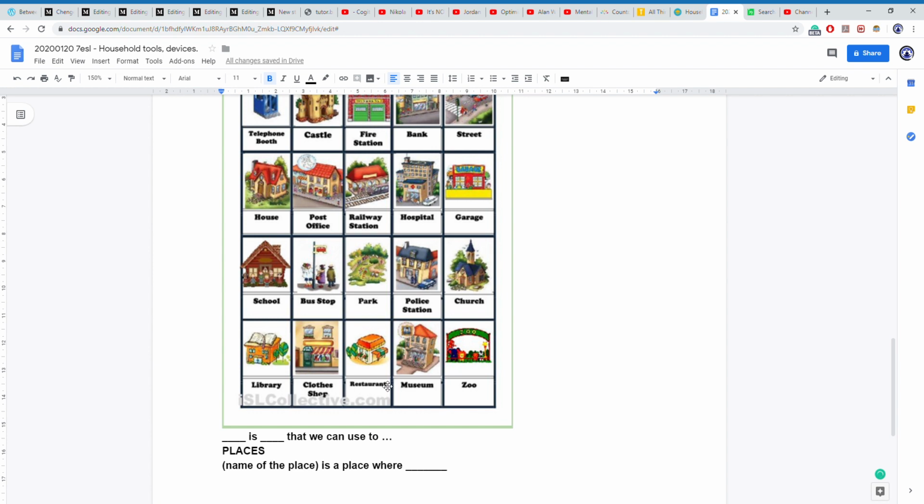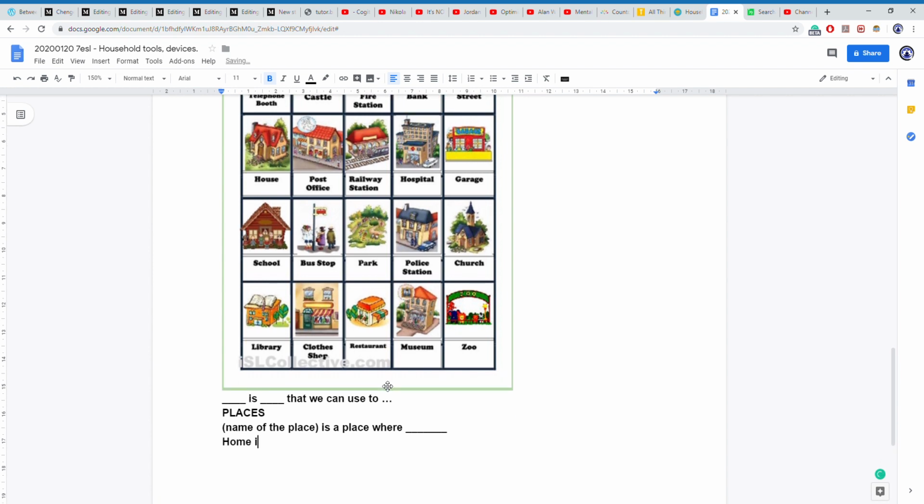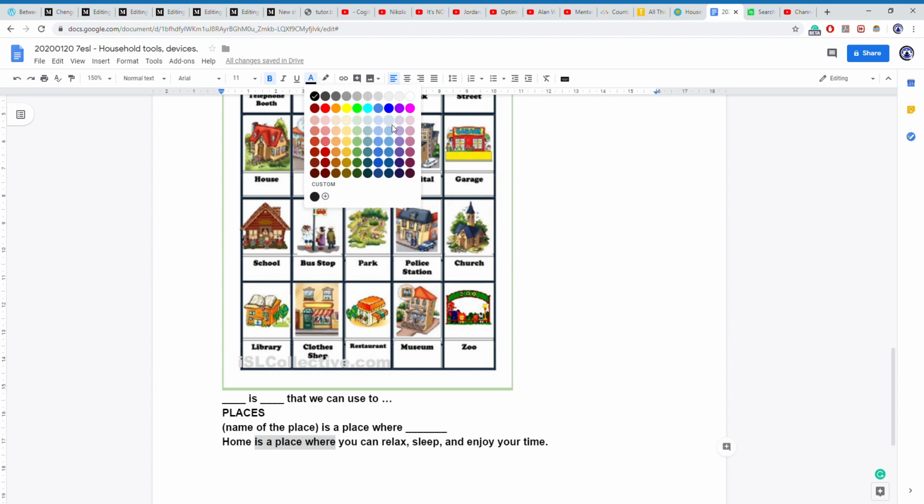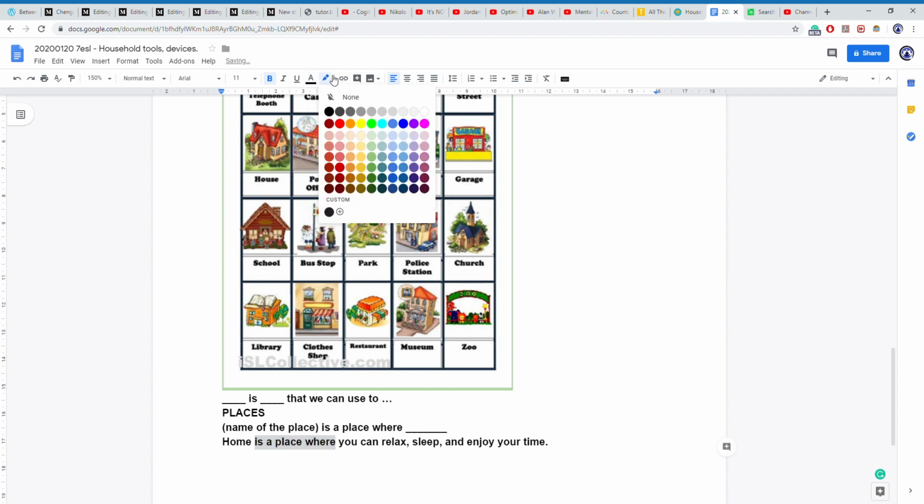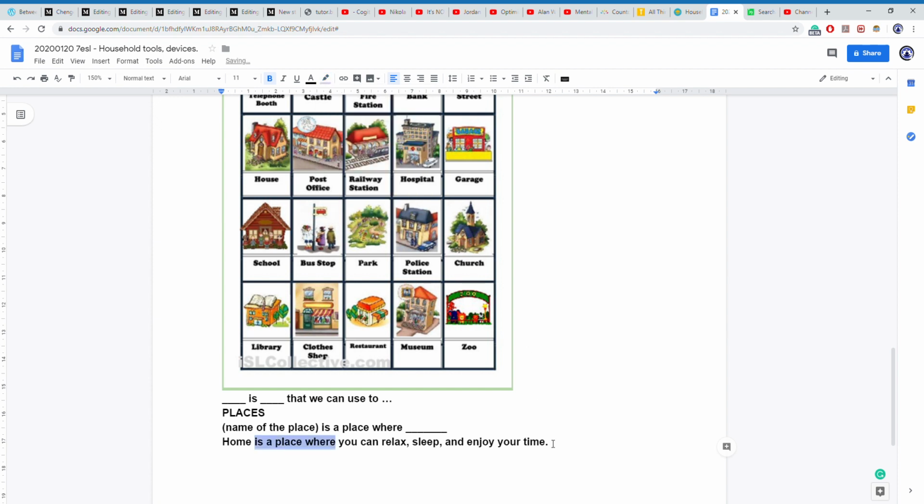So, for example, like home. What is a home? Home is a place, 장소, yeah? Home is a place where you can rest, you can relax and sleep, right? Or you can say relax, sleep, and enjoy your time. Home is a place, so this is your pattern. Home is a place where you can relax, oops, I need to highlight it. Relax, sleep, and enjoy your time.